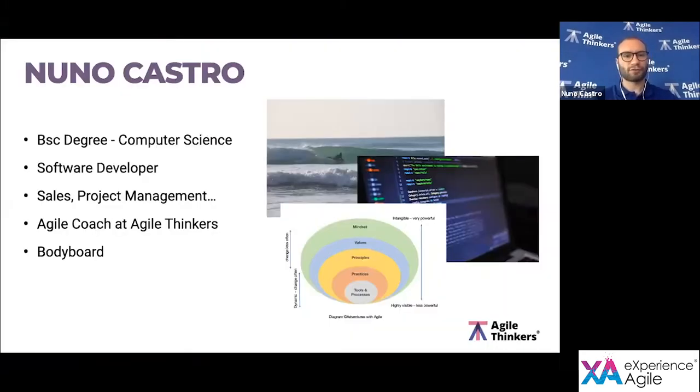So first of all, introductions. My name is Nuno Castro. I took a bachelor degree in computer science and I started working at a startup. And everyone that's worked in a startup knows you don't do only the thing that you are hired for, you start doing a lot of things. It was at that time that my curiosity started to arise and I tried several things. One of them was being a Scrum Master, but then I also went to other companies where I tried things like sales, project management. And I didn't work only in startups, but also in big corporations. At the moment, I'm an Agile coach at Agile Thinkers. On my free time, I also like to do bodyboard. So if any one of you would like to get some good tips about waves, you can also ask me in the end.